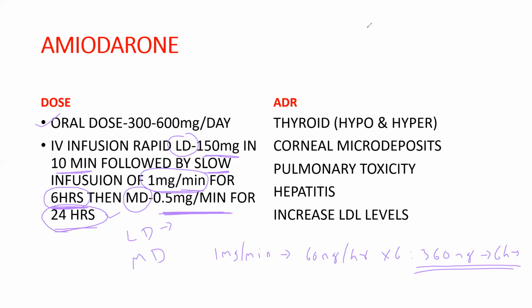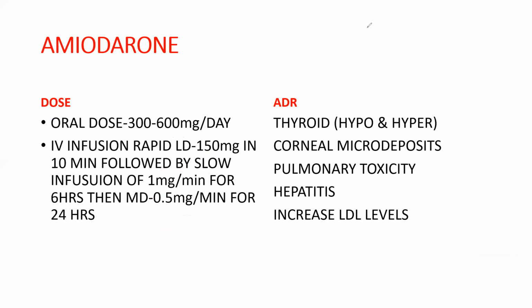And coming to ADRs. I told you it contains iodine, so obviously hyperthyroidism, and it may cause hypothyroidism also. So thyroid effects: hypothyroidism and hyperthyroidism. It causes corneal microdeposits and has pulmonary toxicity. It produces hepatitis and increases LDL levels. When you are giving amiodarone, you should be very cautious with two things: corneal microdeposits and pulmonary toxicity. These are the ADRs.